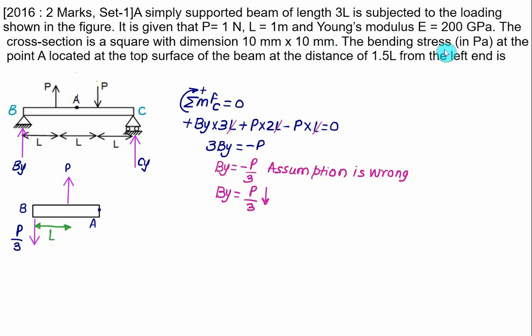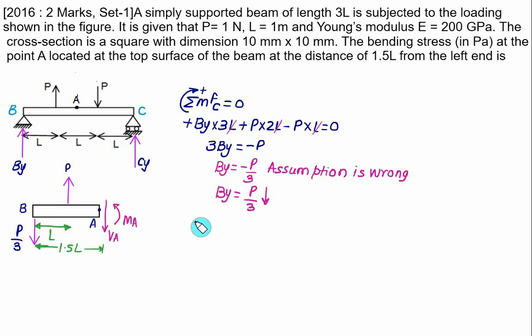And it says that you have to find the bending stress at point A located at the top surface of the beam at a distance equal to 1.5 L from the left end. From the left end means B. So this point A is at a distance equal to 1.5 L. To find the bending moment at point A, we will first show the shear force, which was acting downward, and we'll use an anti-clockwise moment at point A. So we'll just find MA.